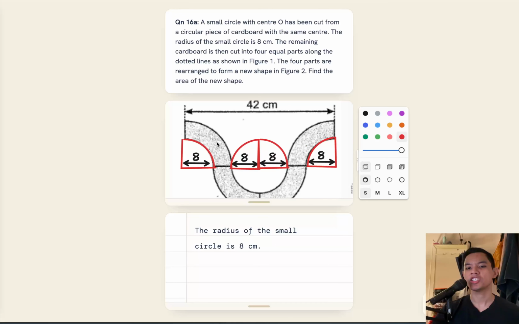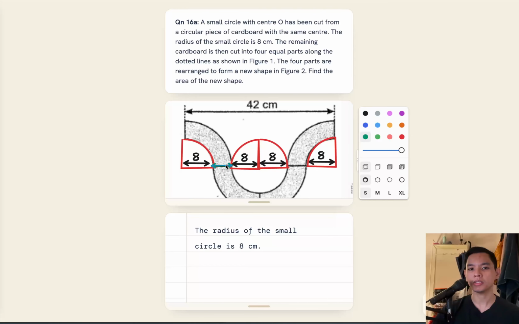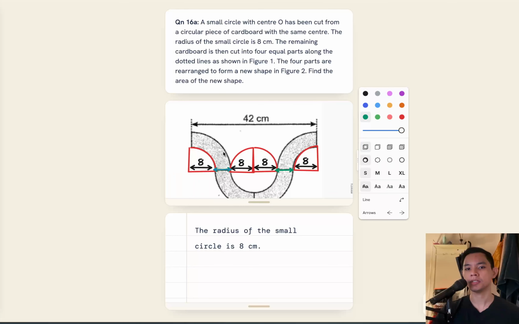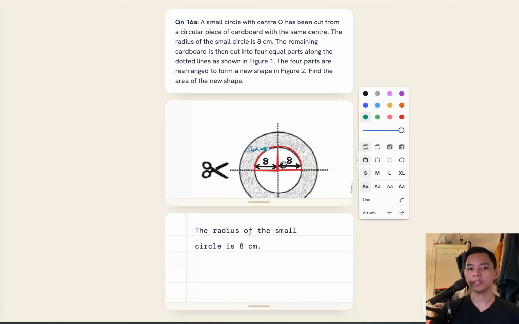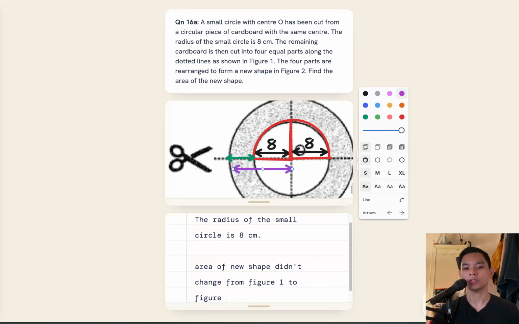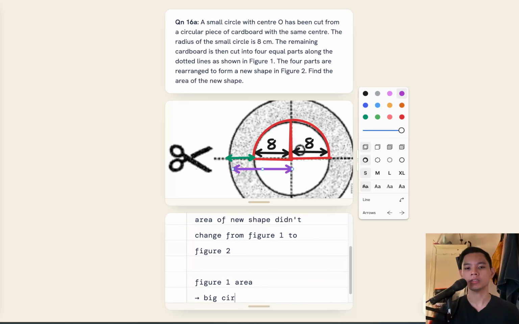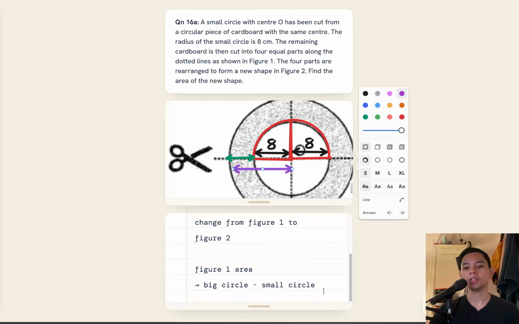So since we know this part, then the empty part in the middle over here, or this green space over here, we can find out. The reason why we want this green space is because we need it to find out the radius of the big circle. So the area of the new shape didn't change from figure 1 to figure 2. So that means figure 1 area would then be equal to big circle minus small circle. So from here, we can find out the small circle, right?